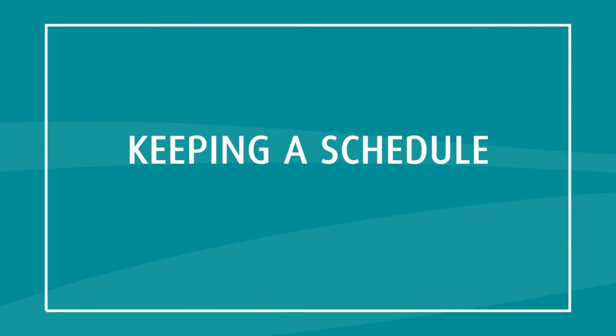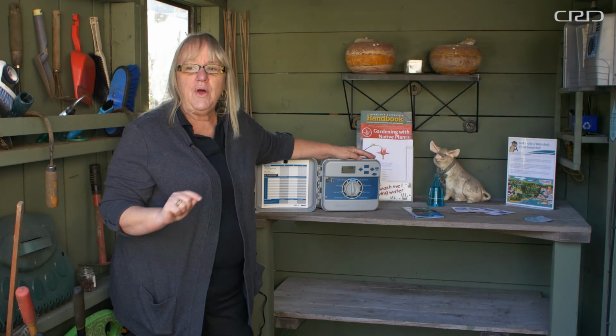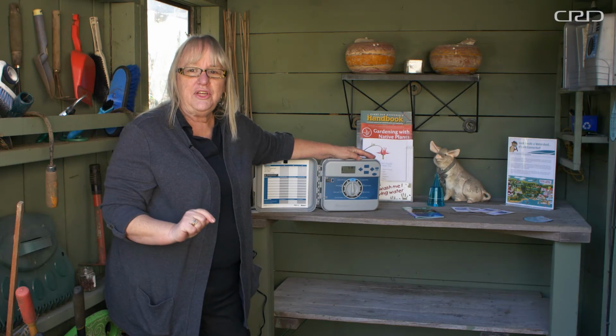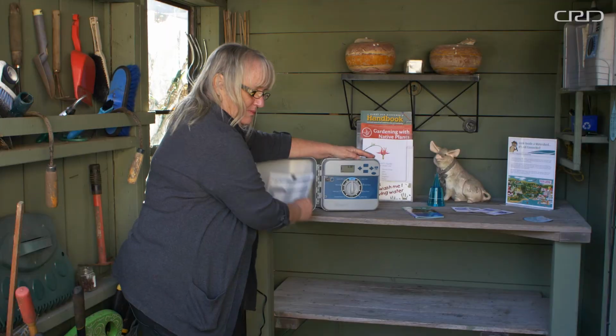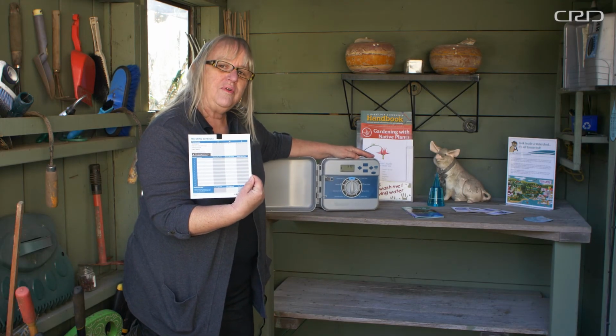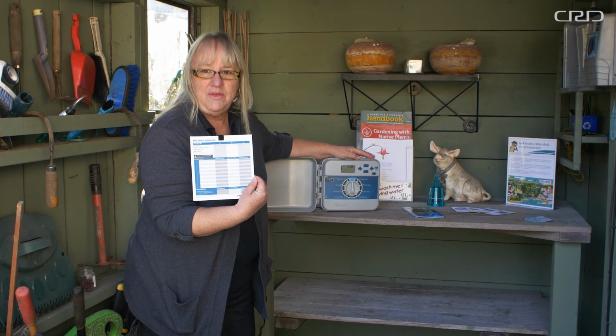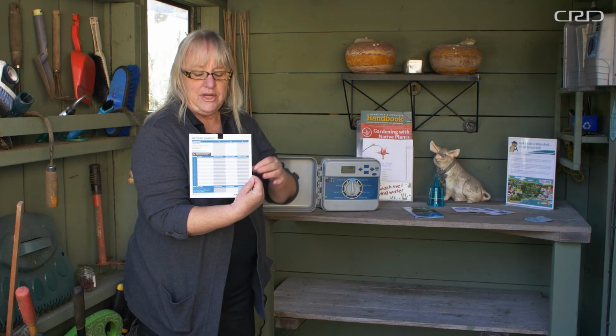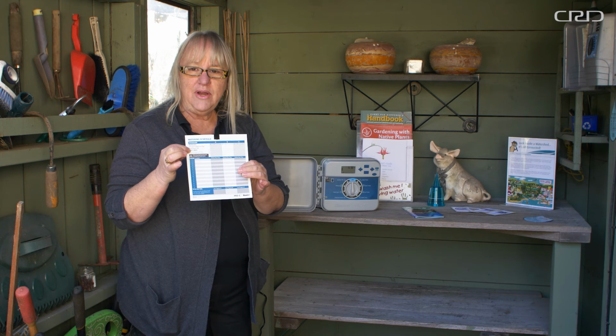Once we have our controller set, it's really important to remember how we set it. So what we want to ensure we do is every controller comes with a schedule. On this schedule, we write down exactly what we've done. So I'm going to record the days I'm operating, the times I'm operating, and the start time. Then I can leave this with my controller and have a reference all summer.